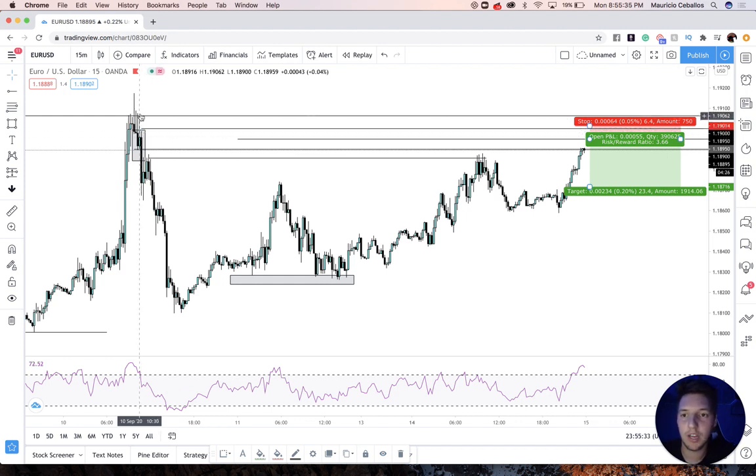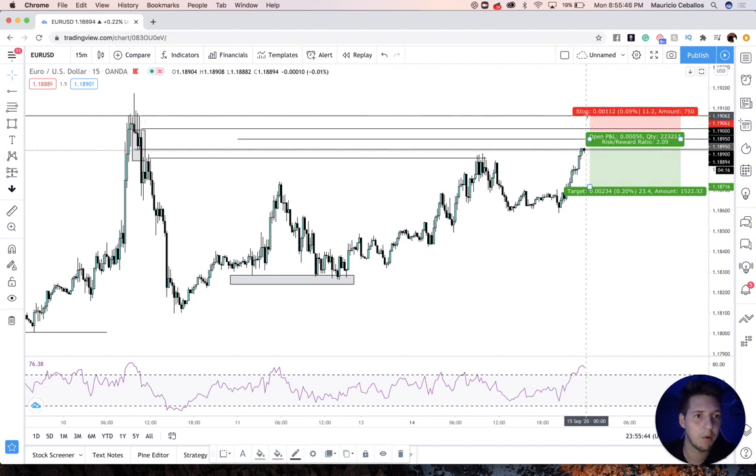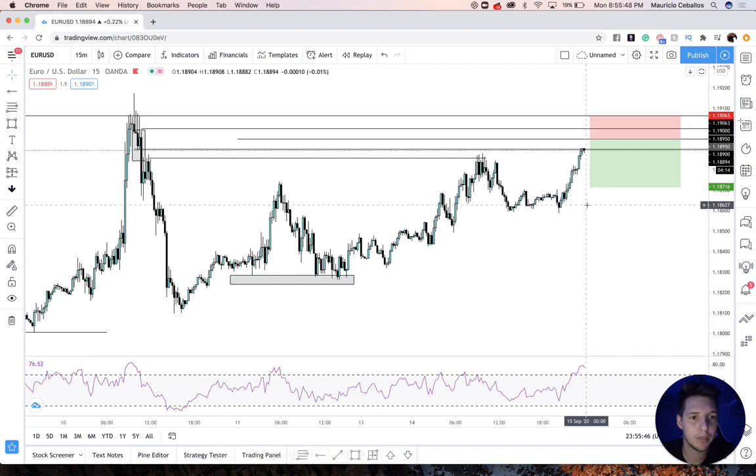Now if you want to go ahead and be secure, put it above this wick right here, which is going to lead us to about 1.19050, around that zone, right? Which could give us about a 11.5 pip stop loss, which is pretty good.